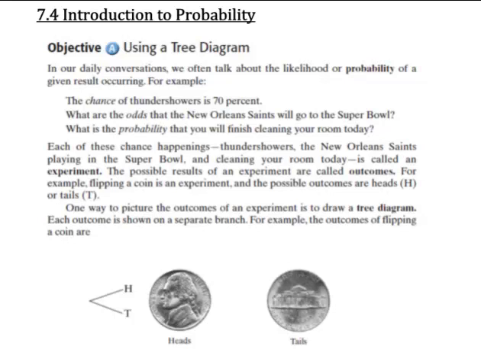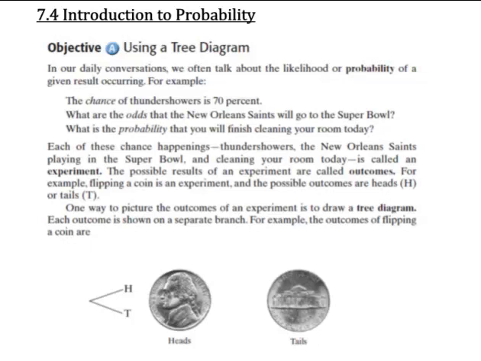All right, section 7.4 is an introduction to probability. And the first thing we're going to talk about is how to use something called a tree diagram. It says here, in our daily conversations, we often talk about the likelihood or the probability of a given result occurring. For example, the chance of thunder showers is 70%.